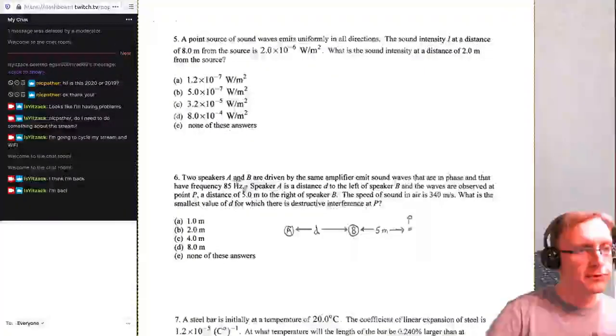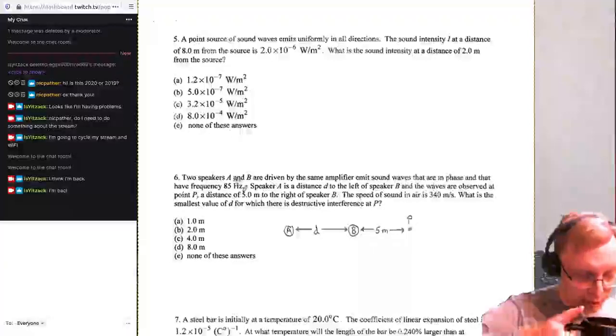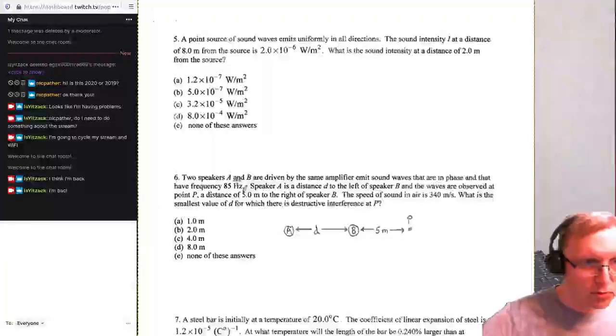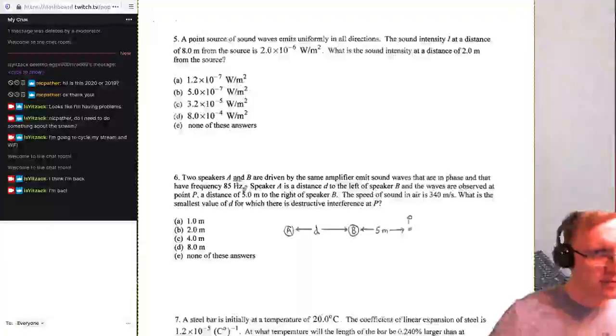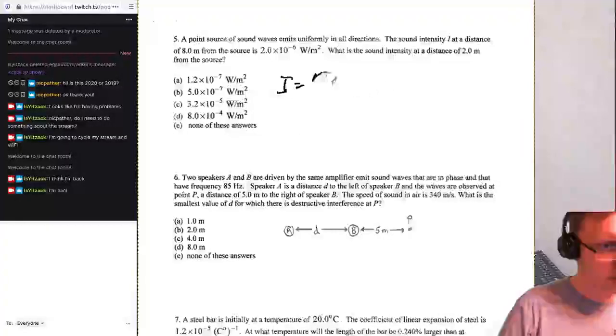A point source emits sound uniformly in all directions. The sound intensity at a distance of 8 meters from the source is 2 times 10 to the minus 6 watts per square meter. What is the sound intensity at a distance of 2 meters from the source? Okay, so this goes with the inverse square law. I is equal to power divided by 4 pi r squared.